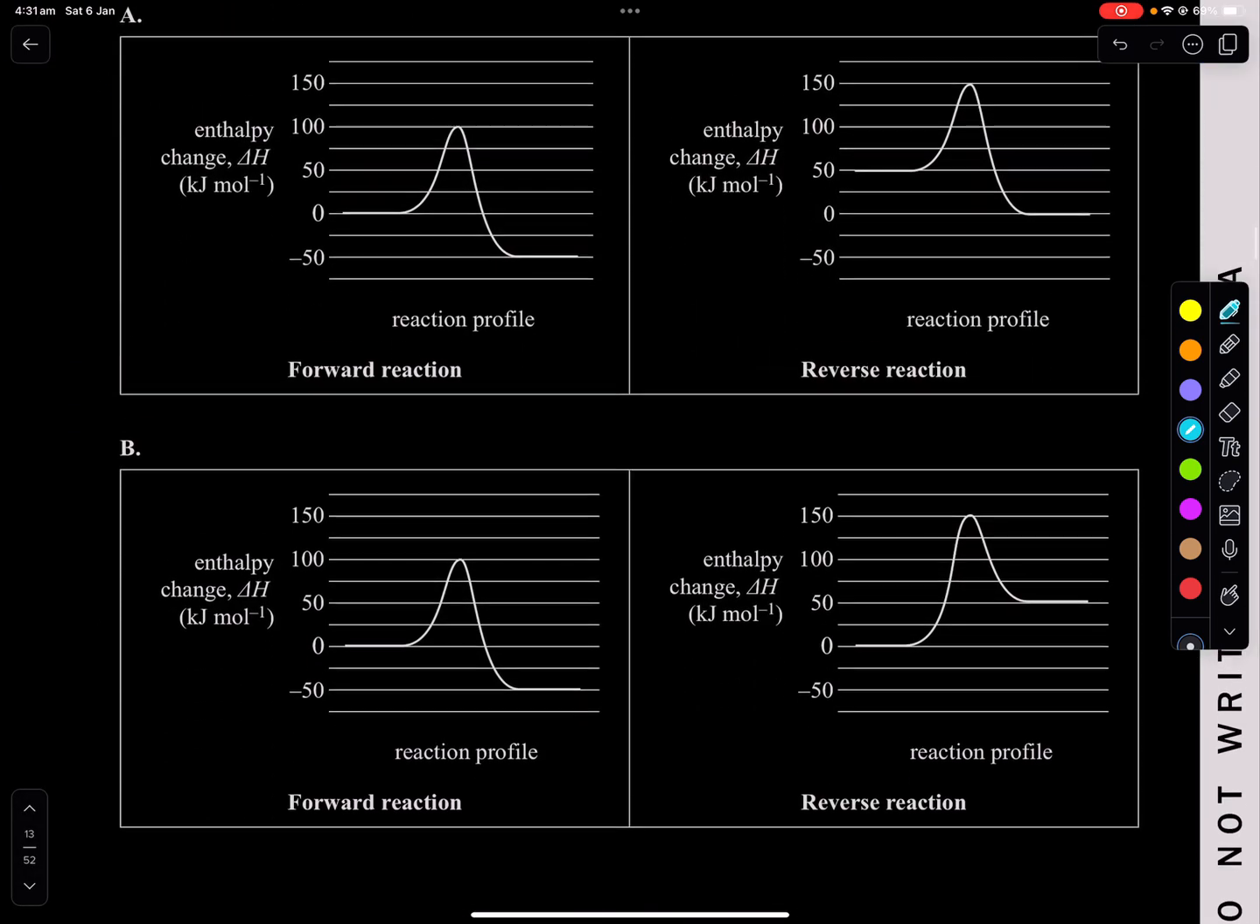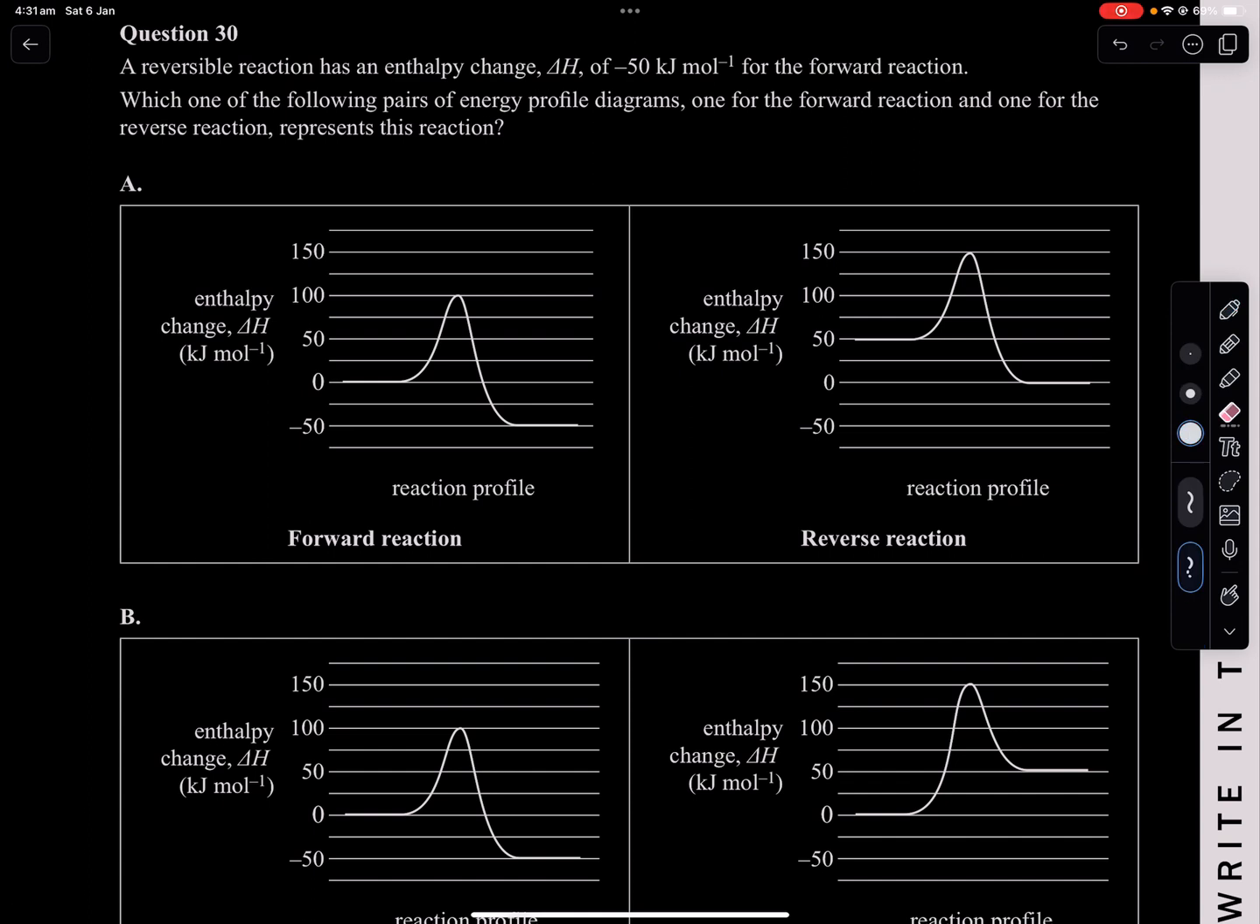And the last and final question, 30. A reversible reaction has an enthalpy change of -50, so it is an exothermic reaction. For the forward reaction, which of the following sets of pairs of profile diagrams, one for the forward reaction and one for the reverse reaction? Okay, so if the forward reaction has a negative enthalpy change, what do we know? It is going to have the shape of this, where this is -50. Well, then that's for the forward. But what about for the reverse? It's just going to be the opposite. So it's going to be endothermic, and it's going to have a positive enthalpy change. So it will look like this.